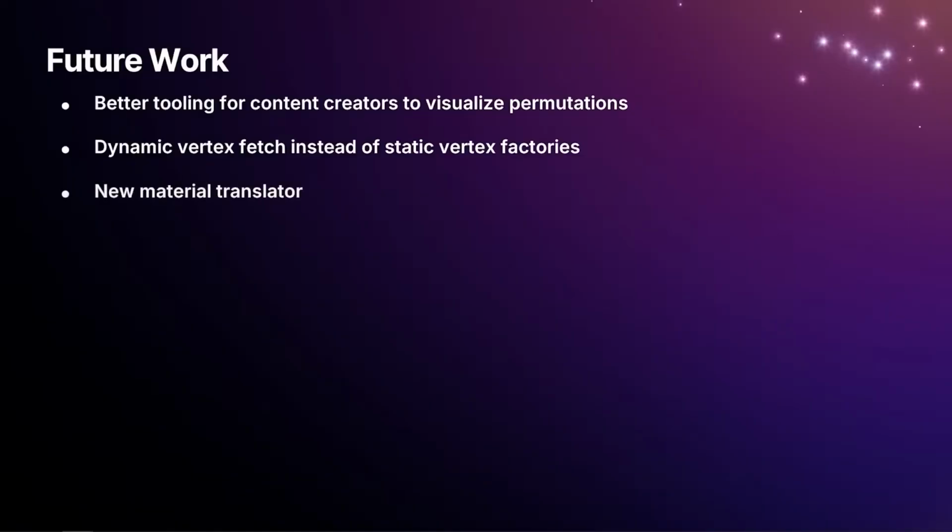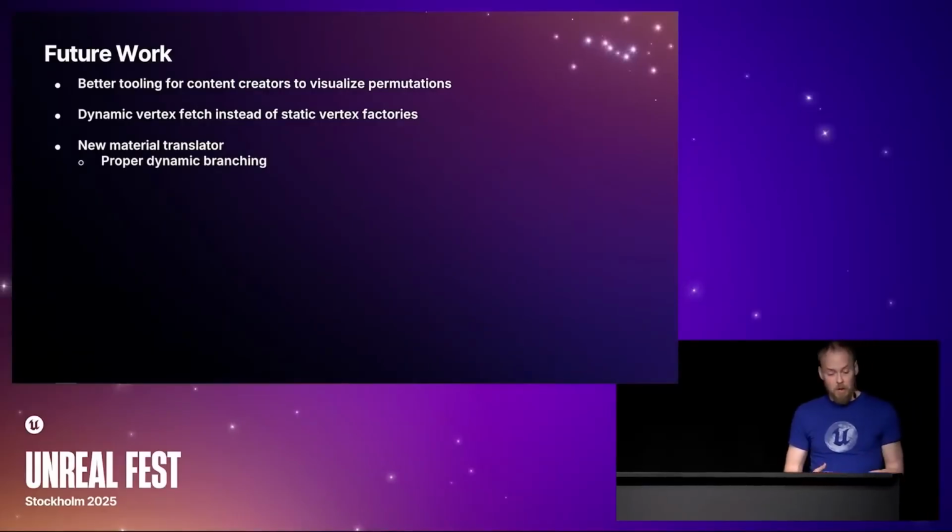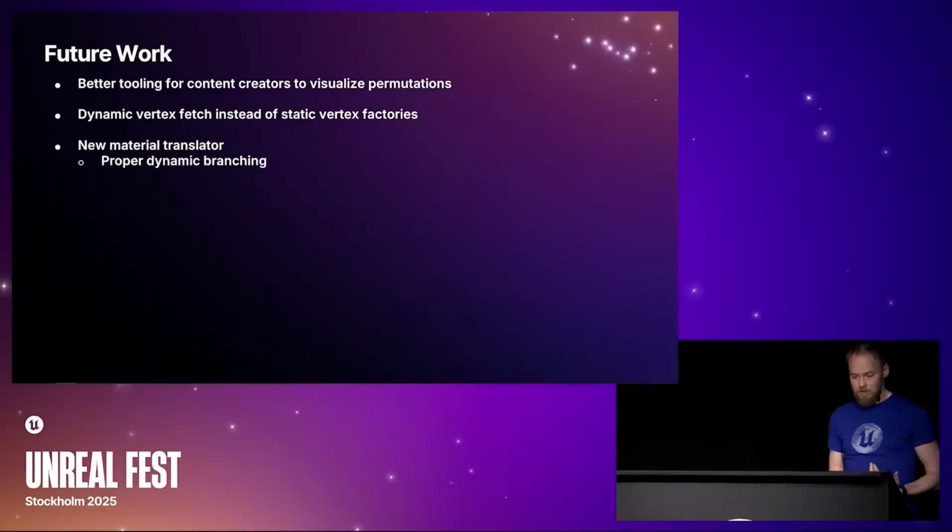As I mentioned previously, the new material translator is coming. Implementation's underway. There's a number of areas where this is going to help us in terms of shader reduction. So first is, as I mentioned before, proper dynamic branching, reducing the need for static switches to avoid expensive work.